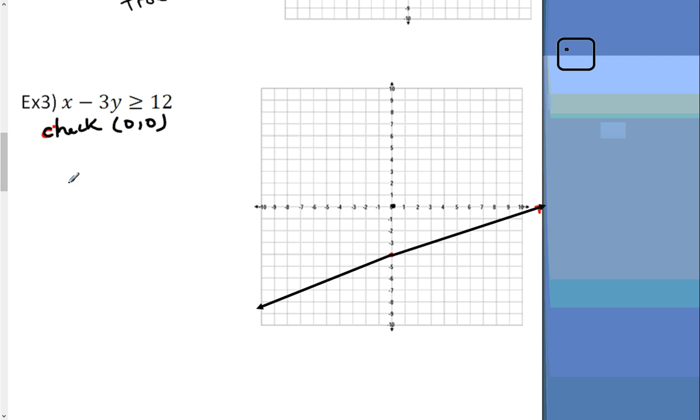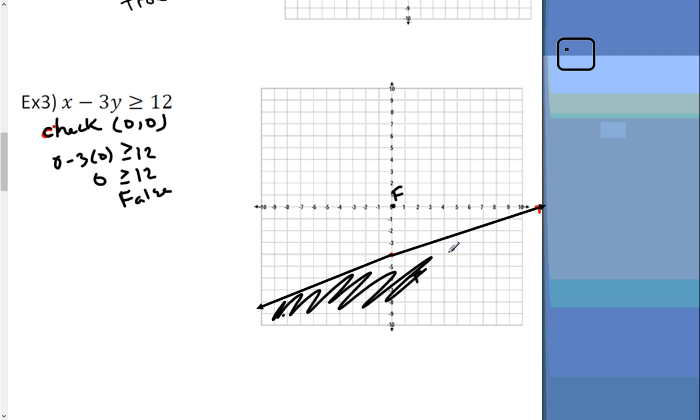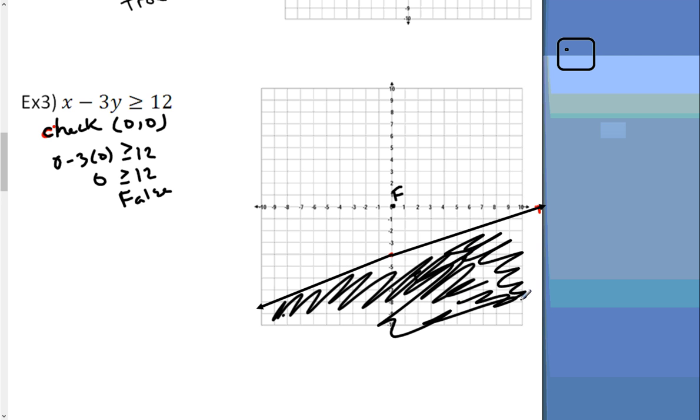Go back to my equation, put 0 in: 0 minus 3 times 0 is greater than or equal to 12. That means 0 is greater than or equal to 12. Is that true or false? That's false. That means 0, 0 is false. That means down here is true, which means this is the part I'm going to shade in. The whole bottom section here I would shade in. Okay? There you have it.